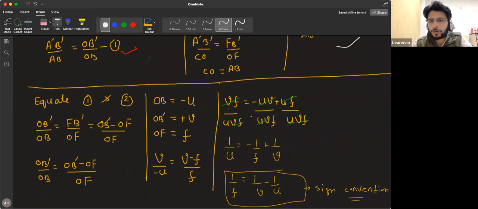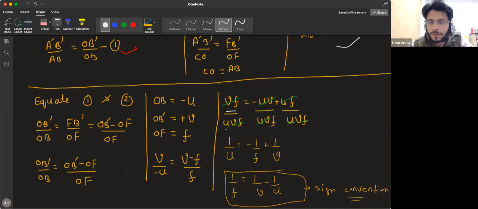Just the numerator, don't look at the denominator for the time being. You'll get VF. You multiply it here, you get minus UV. You multiply it here, you get UF. This is the lens formula, but to bring it in the standard form, we divide the whole equation by UVF. Dividing both the parts by UVF, VF and VF will cancel, UV will cancel, UF will cancel.